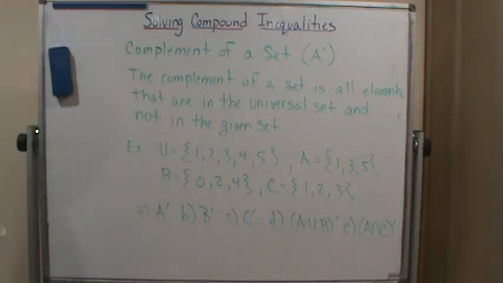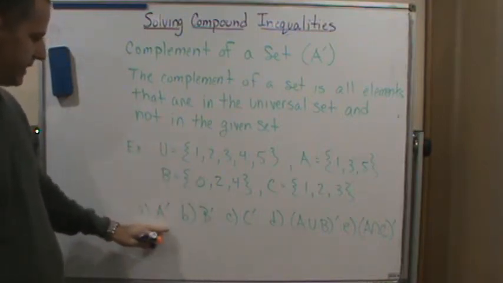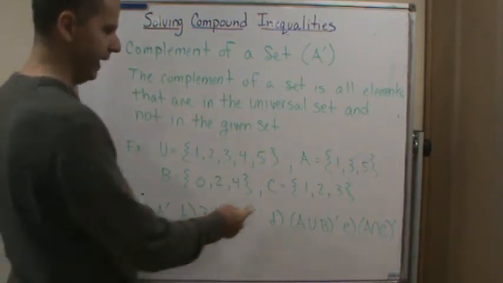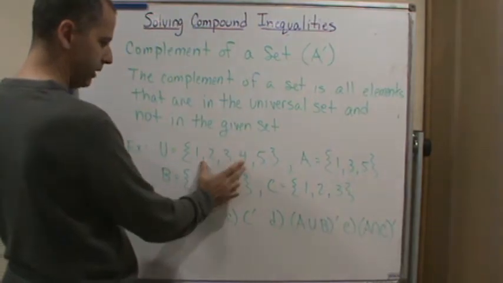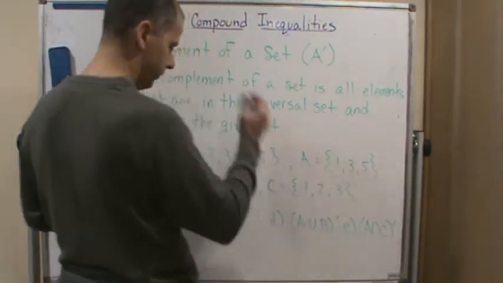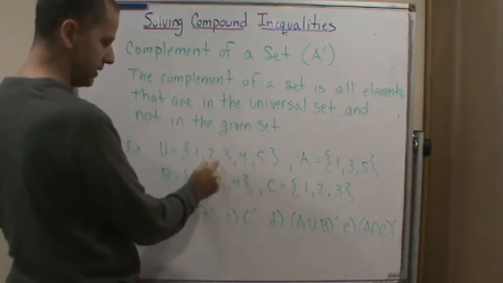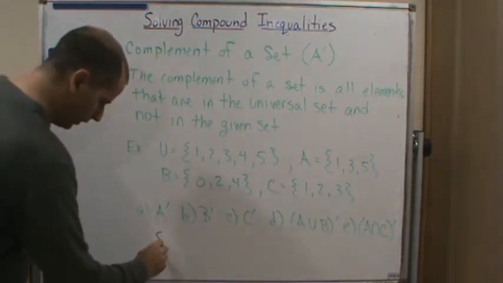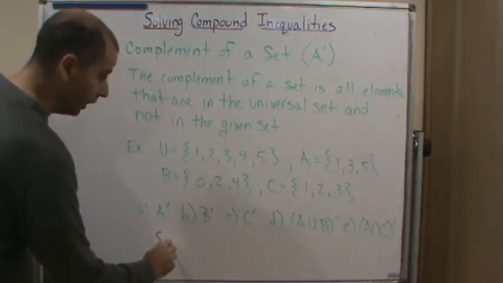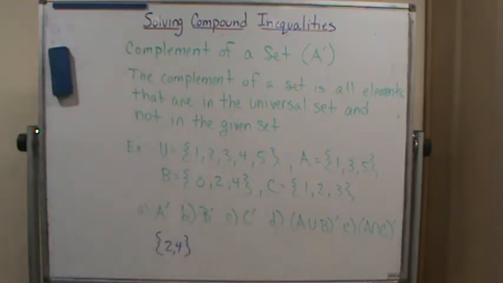So the first thing I'm going to do is look at A prime, or the complement of A. I want everything that's in the universal set but that is not in A. A contains 1, 3, and 5, so I have to exclude 1, 3, and 5 here. That means 2 and 4 are in the complement of A. So the set is 2, 4, and that's my answer.